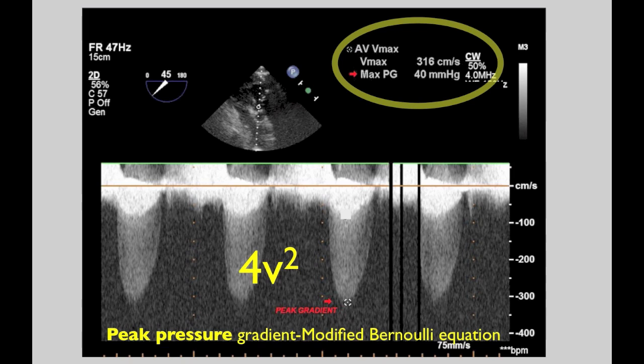So in this case, in the deep transgastric view, we're going to use the Bernoulli equation to calculate a peak gradient from a peak velocity. We have a peak velocity of 3.2 meters per second, and we apply the modified Bernoulli equation, and use 4 times that peak velocity squared to get a gradient of 40 millimeters of mercury.